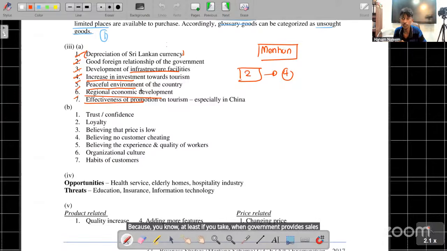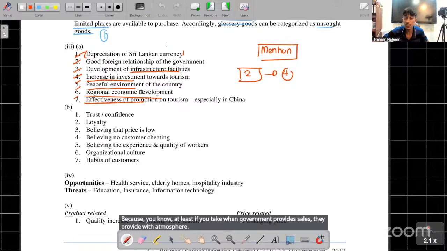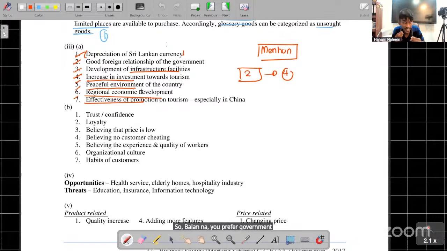Fine. Because with health, when the government provides health, they provide it with utmost care. They don't think about money. They give equally for everyone. Education is the same. They give equally for everyone. Electricity, yes, it's given to everyone. Roads, yes. So you prefer government sector products because there are reasons.